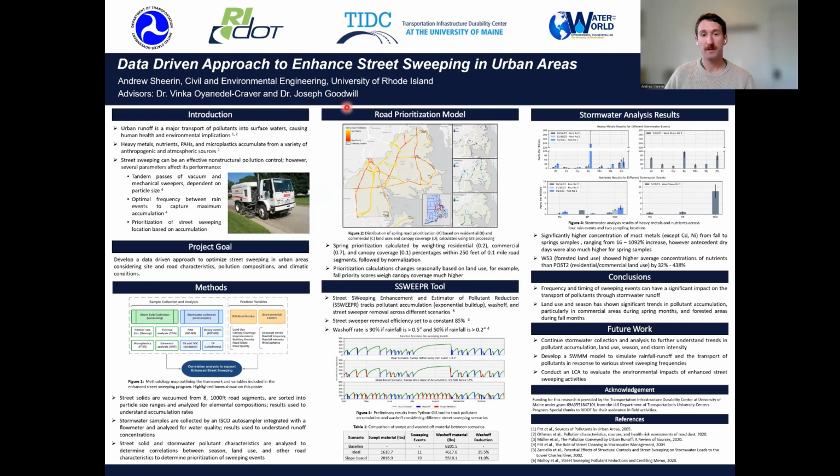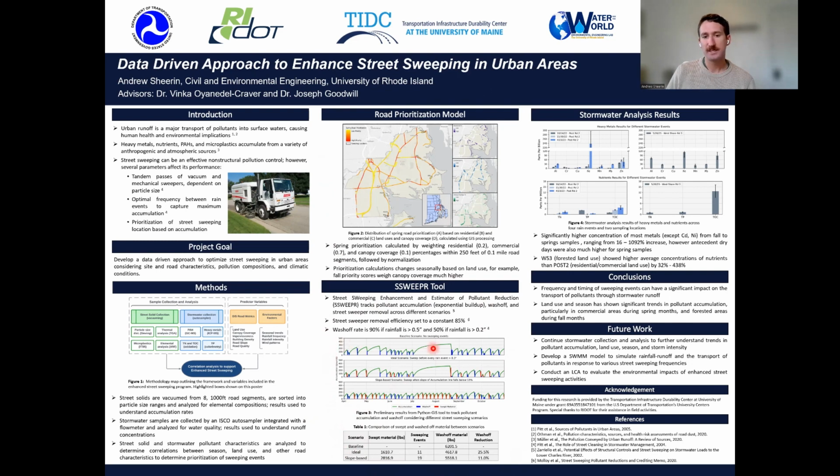The road prioritization map will plug in to our next tool, which is called the Sweeper tool. Sweeper tracks pollutant accumulation, stormwater wash-off, and street sweeper removal across different scenarios. Each scenario will consider different sweeping frequencies dependent on the prioritization scores. Let's look a little bit at how this model works.